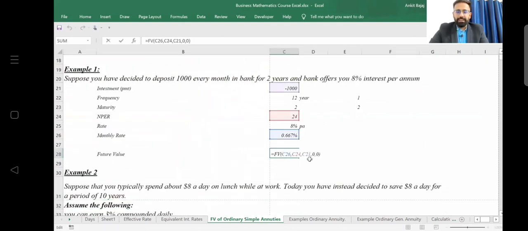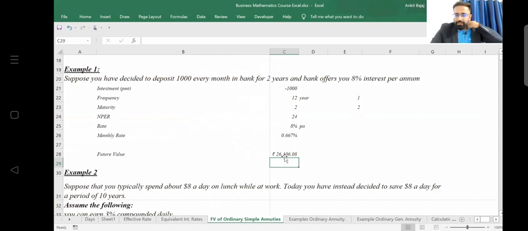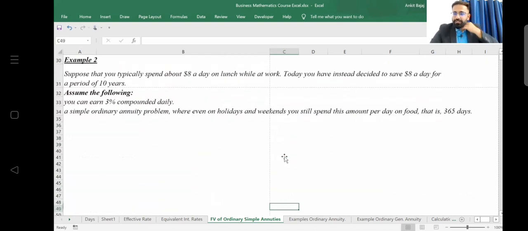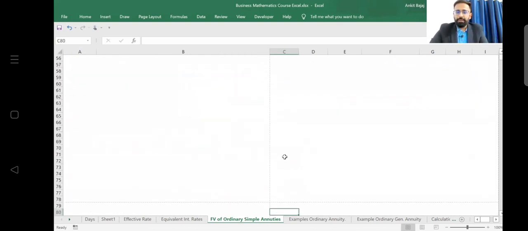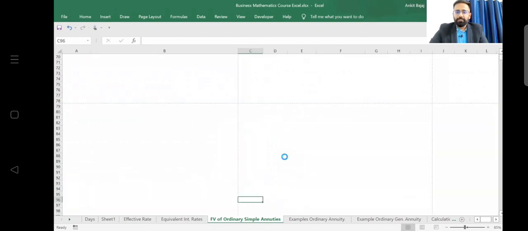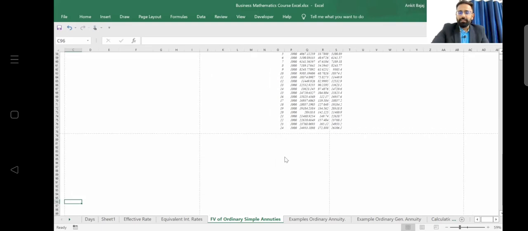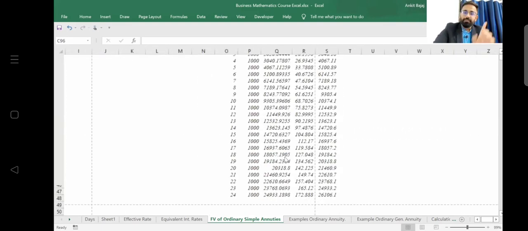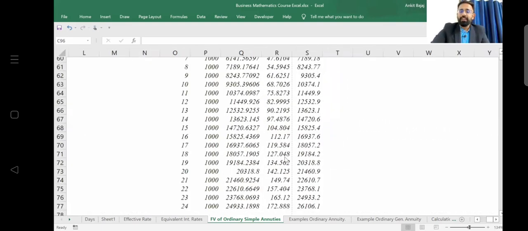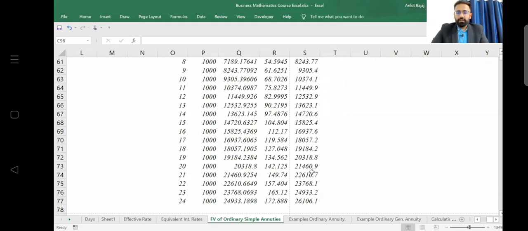If I select here end period, and if I'm assuming we are investing from the beginning of the month, what answer are we getting? We are getting 26,106, because in this case we have assumed that we are investing the money from the beginning of the month. Beginning of the month means interest we will be getting from day 0. And if I select the option end of the month, it means we will be getting interest after 1 month. So here we've got the value 26,106 after so much calculation.